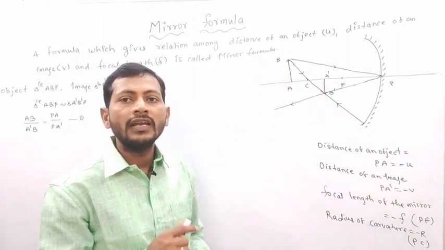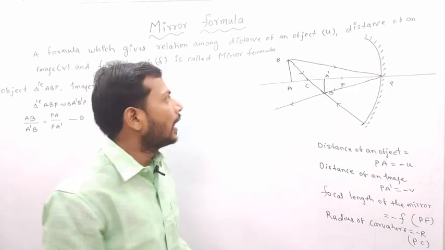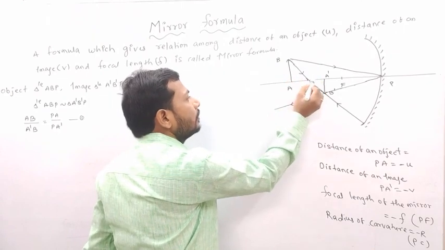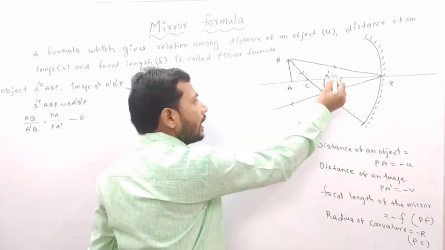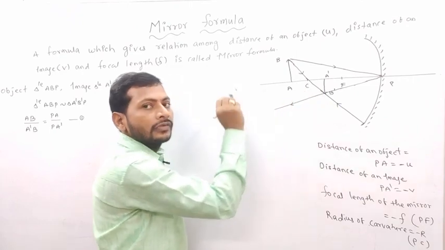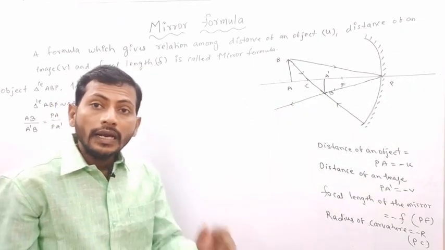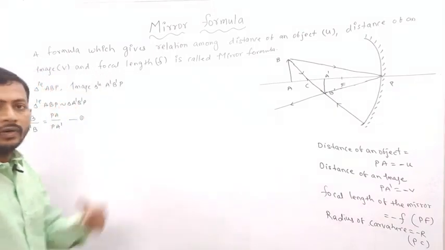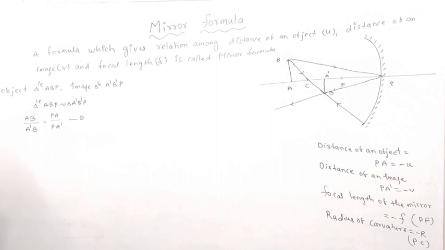Which triangles are giving relation between the two? I am going to say triangle ABC, object to mirror, children. A dash B dash C is also giving relation between image to mirror. So take that one as the second equation: triangle ABC is similar to triangle A dash B dash C dash.